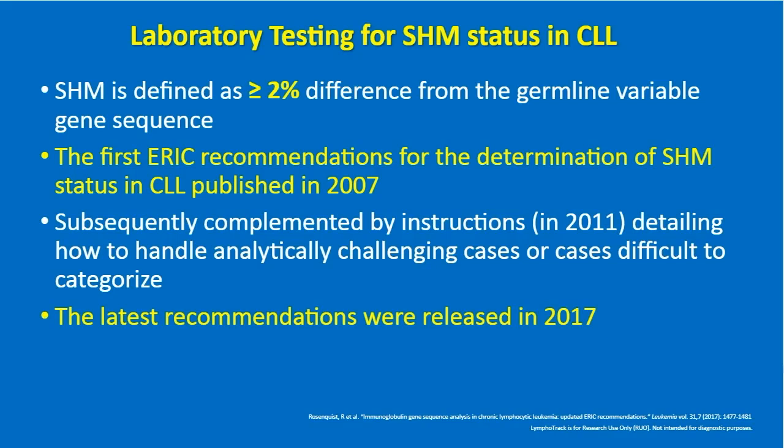As most of you know, the SHM status is defined by whether the sequence of the variable region in the patient is different, by more than 2%, from the germline sequence. The first European Research Initiative on CLL, or ERIC, came up with the initial recommendation for the best way to determine SHM status in CLL. It was published in 2007. Subsequently, there was an update started in 2011 on how to handle some analytical changes, and the latest one was released in 2017.